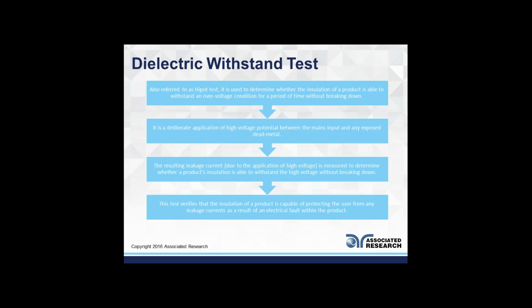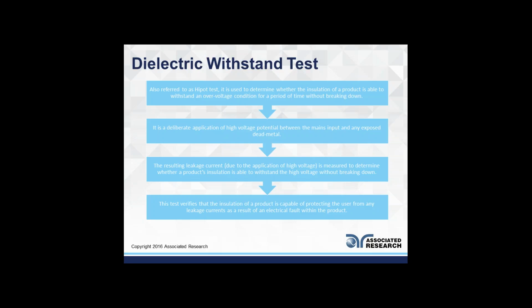We're going to go into high pot testing. The dielectric withstand test is also known as a high pot test. In this test, you're subjecting your DUT's insulation, which is protecting the end user, to a higher voltage than the normal voltage that it will encounter during its life cycle.